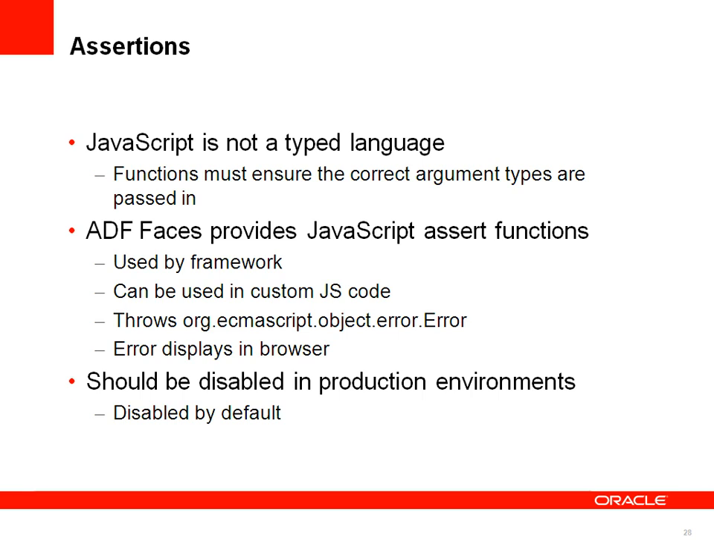Like, is it a number, or is it a string, or is it a duplicate, or is it an object? Things like that. Everything that your JavaScript function needs to make an assumption about is what you can test with assertions. If you have an assertion that fails, it will throw an error, so it will show an alert.